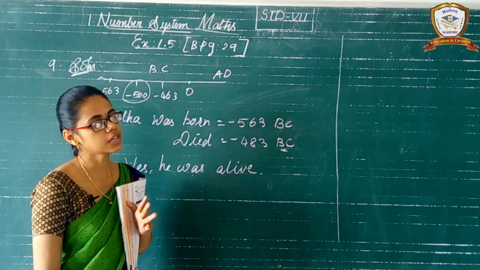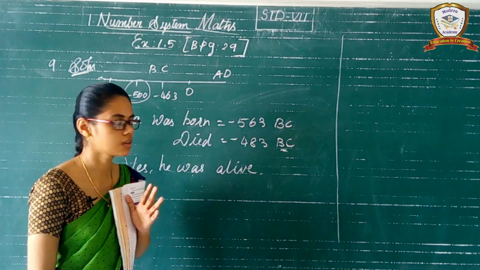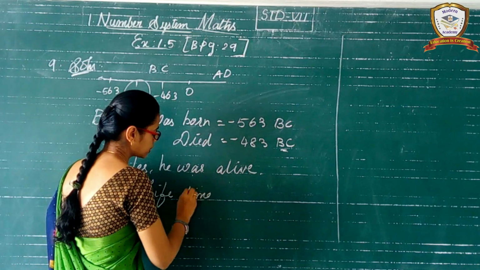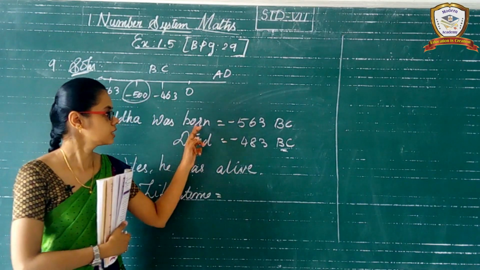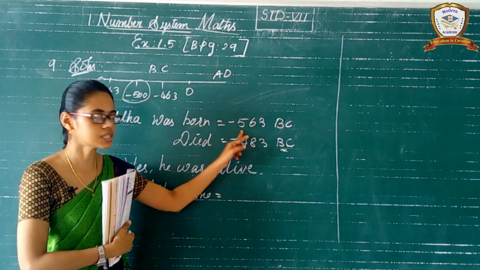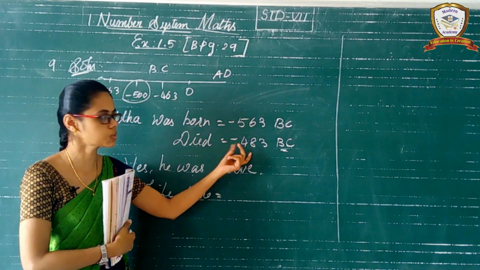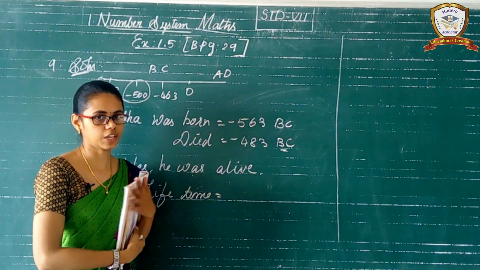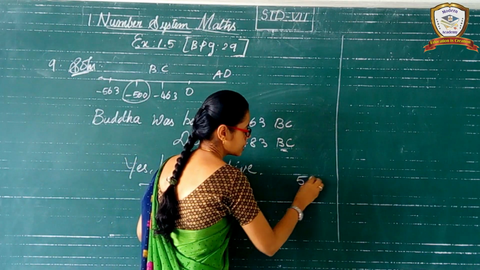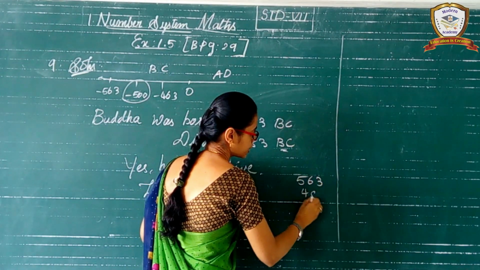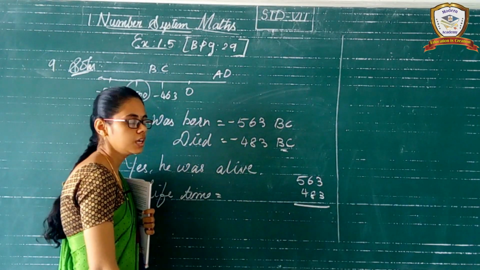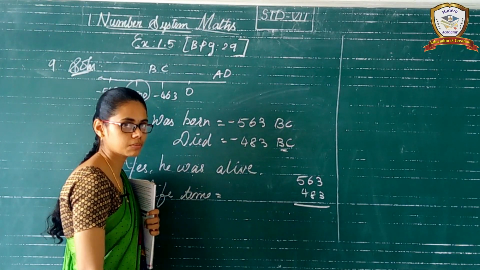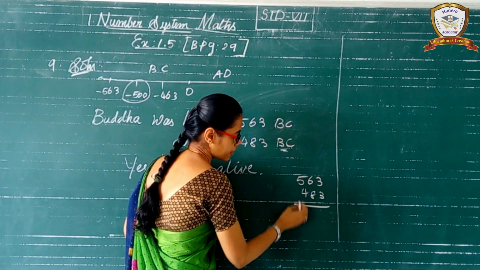So we need to find the lifetime. So how many years? So listen, lifetime equal to, see, here he was born 563 and died 483 means we have to subtract. Born to die means we can easily calculate lifetime, isn't it? So 563, 483. Okay, in years will not come negative, which means in years lifetime will not come negative. So we have to subtract this.